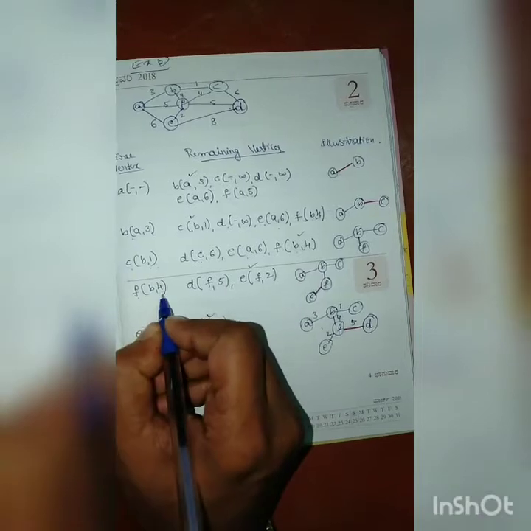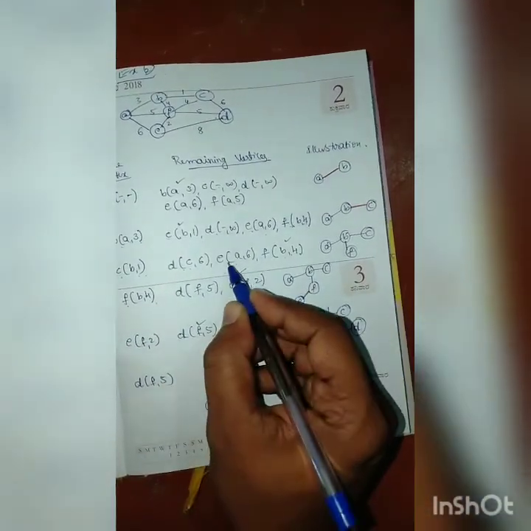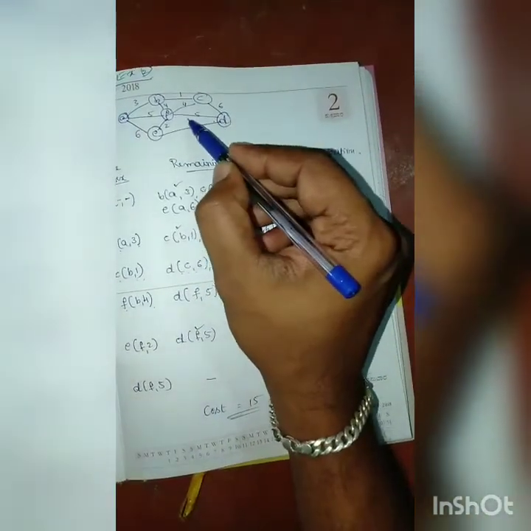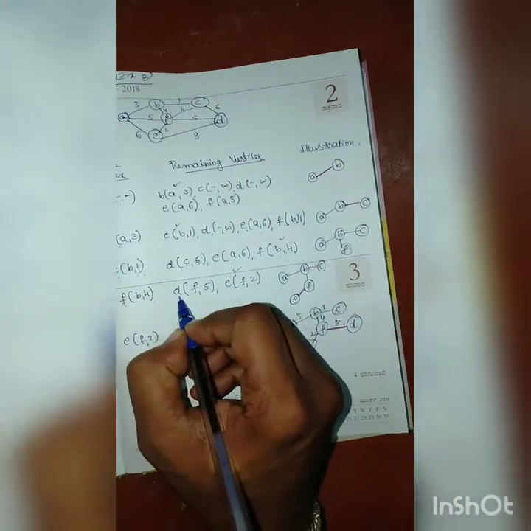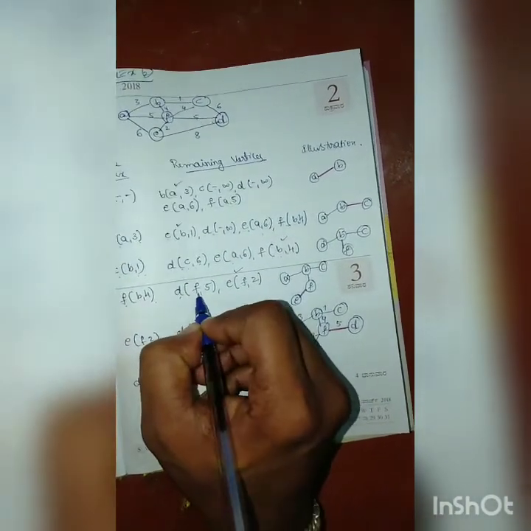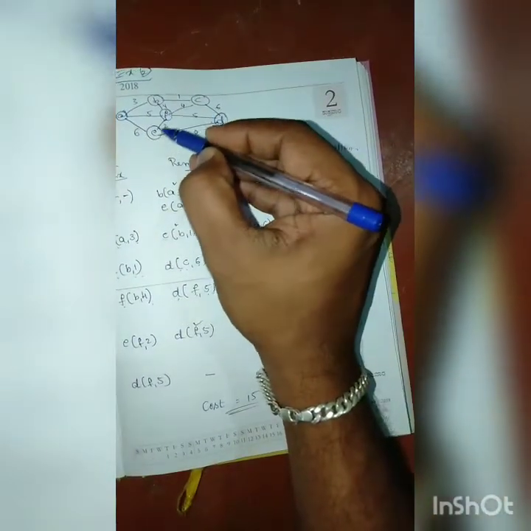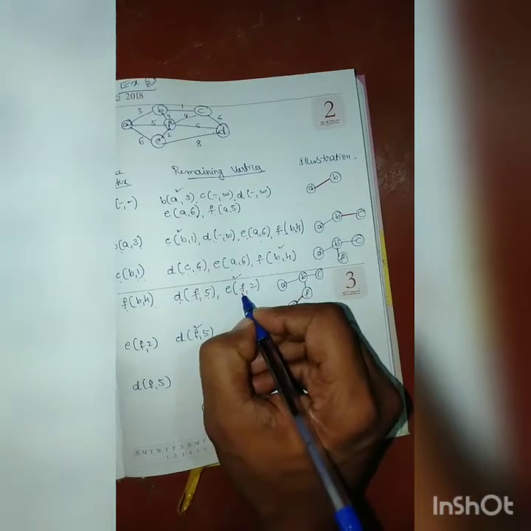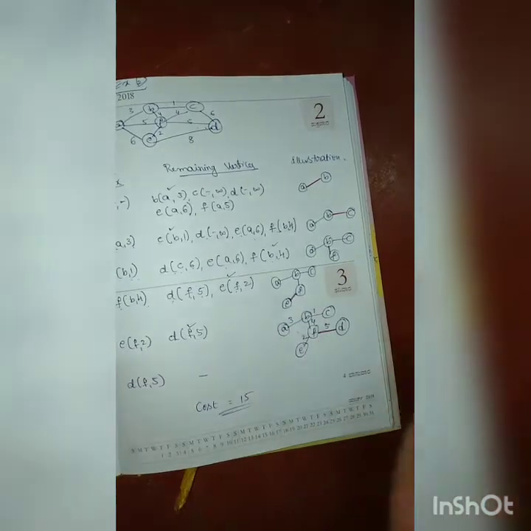Next, I choose F B comma 4. Then I update. D is now reachable from F. What is the cost? 5. What was earlier cost? 6. Therefore I will update for D, that is reachable from F with a cost of 5. Next, E is reachable from F with a cost of 2. What was the earlier cost for E? It was 6. Therefore I will update for E. Therefore I choose this edge in this iteration.